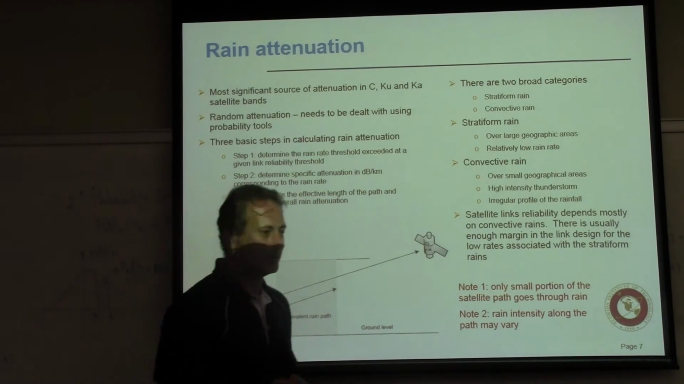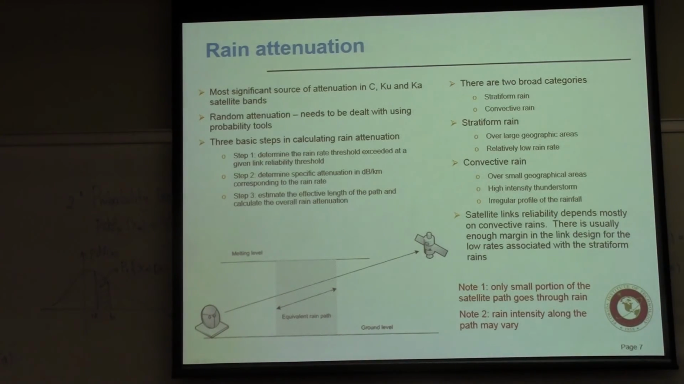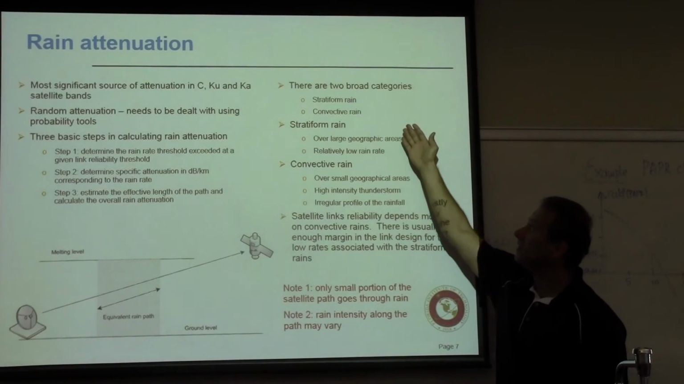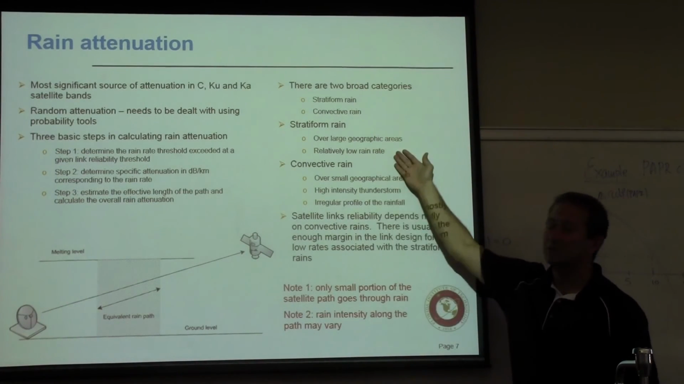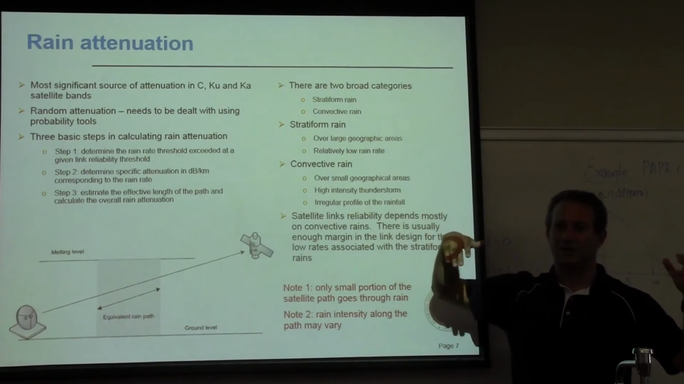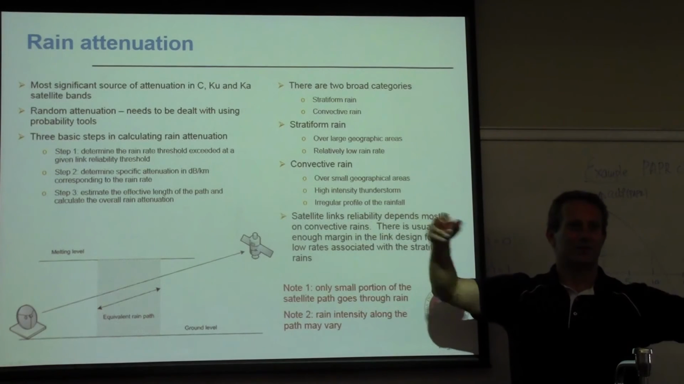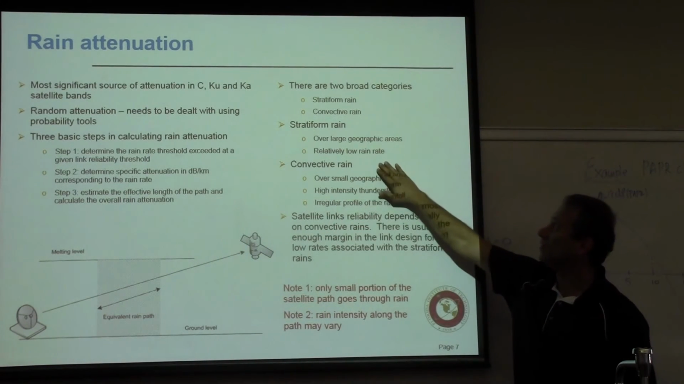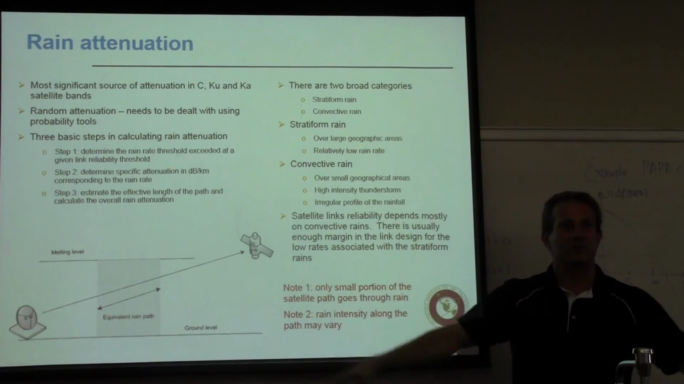When it comes to rain, I'm not a meteorology guy, but just to honor what's in your book, there are two broad categories of rain. There's something called stratiform rain and convective rain. Stratiform rains are those rains where you don't know if it rains up or down, right? It just rains, and these are of a relatively low rate. They exist over large geographical areas.